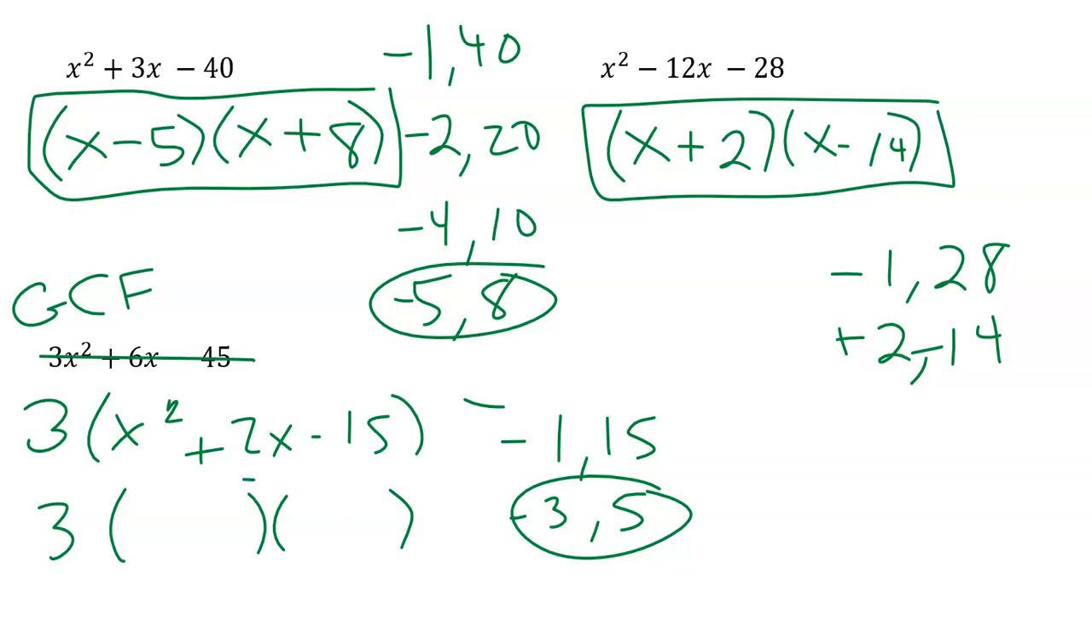Remember, once you take the 3 out, you might draw a line through that so you know you don't need that piece anymore. Here we have x minus 3 and x plus 5. Looks like I need to get a pen that works because it doesn't like me writing with my fingertips. Here we go.